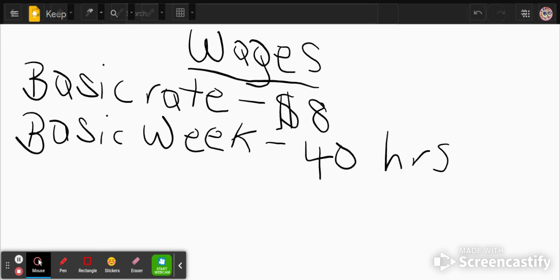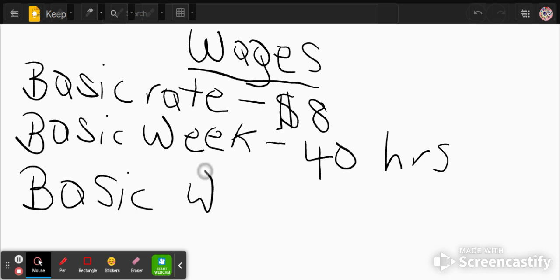And last but not least, the basic wage, right? So the basic wage refers to the total amount of money you get during the week after you have worked, right? So now this is where a little calculation comes in handy, because you already know your basic rate. You get paid $8 per hour. Your basic week, you work 40 hours, right? So for the 40 hours you work, you get $8 per hour for that, right? So now you would want to know how much money totally you'd make. So to do this, you simply multiply the basic rate by the basic week. So that's what you do to find your basic wage, right?